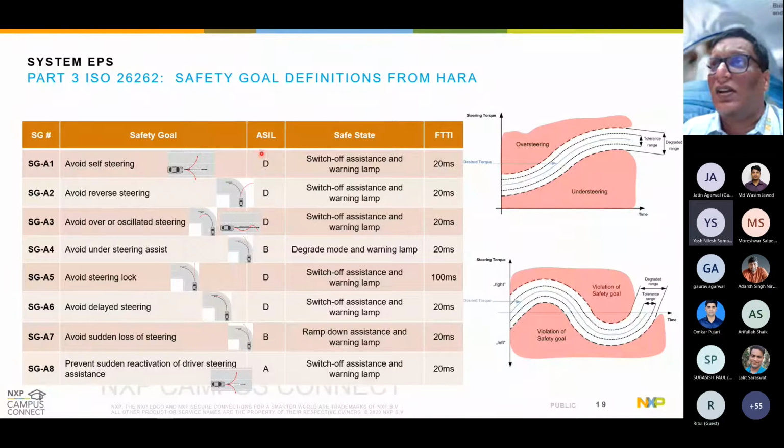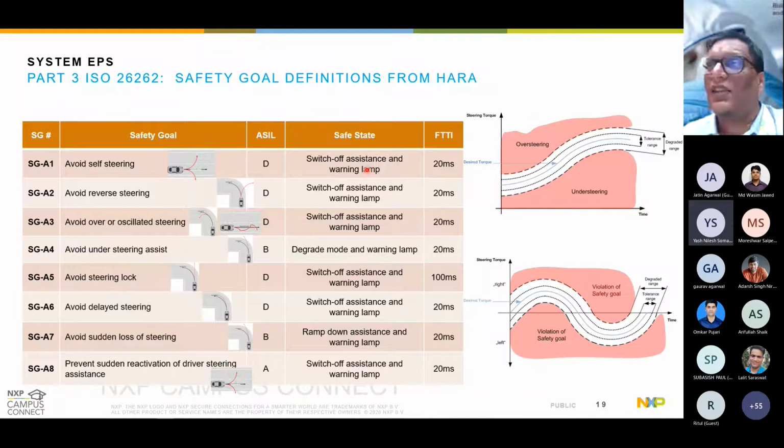This is assessed as requiring a higher safety integrity level. So this is ASIL. So when you're doing this, what happens? Suppose this condition happens. Suppose the car starts to self-steer and it starts to go in the left or right direction. Then what should you do? The safe state is what you should be doing when this hazard happens. Okay. What it says is that you should switch off the assistance and indicate to the driver that there is an issue with the steering.